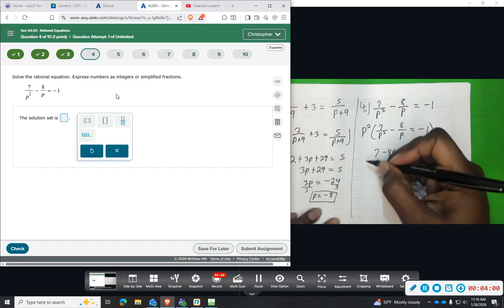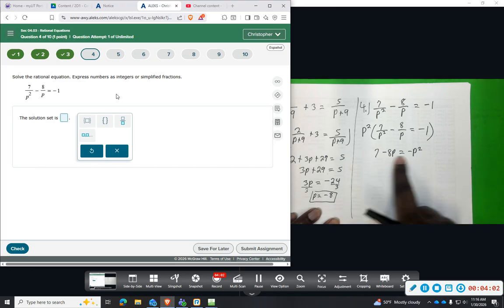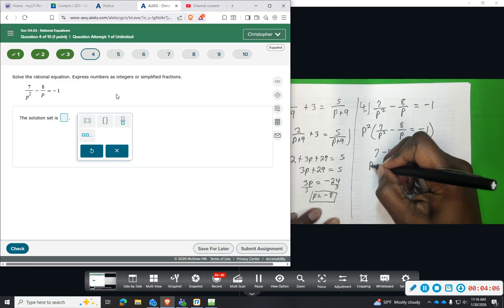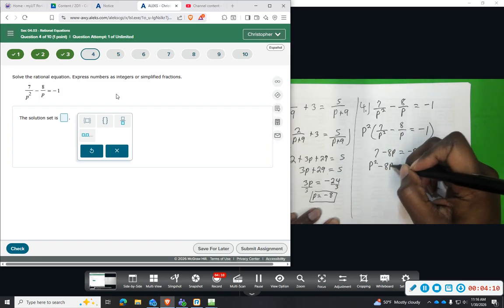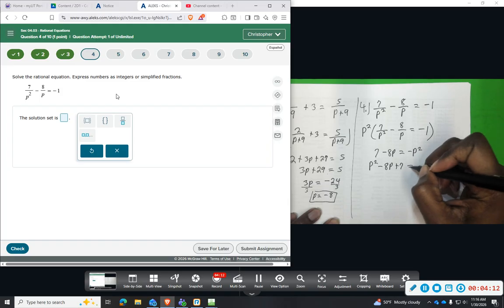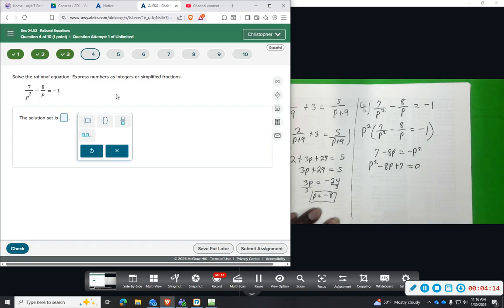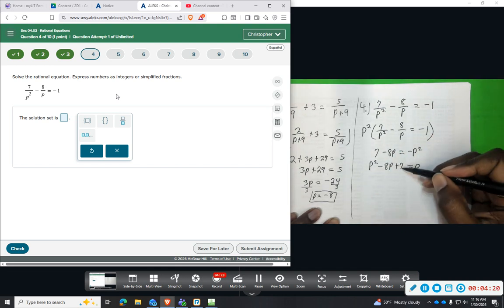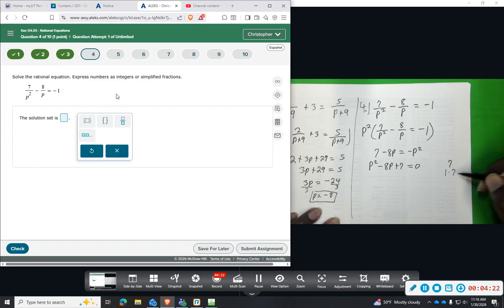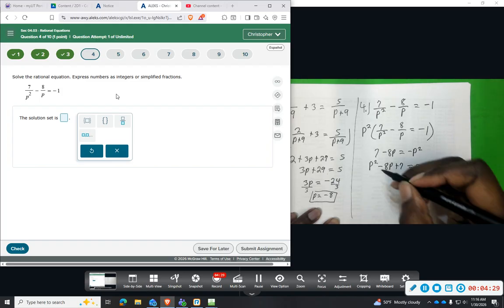So I'm going to move everything to the left. I'm going to add this p and put it in the correct order. So this is going to give me p squared minus 8p plus 7 equals 0. I want to see if it factors. It looks like it may. So 1 times 7 will give us 7. Factors of 7 are 1 and 7, and we would want to add to get 8. And 1 plus 7 does in fact add to give us 8.